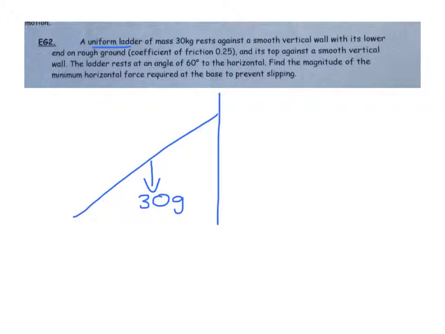Example 2, we start by drawing our diagram. So we have a uniform ladder. Remember that means that the mass acts at the centre. And we have a weight acting down of 30g. It rests against a smooth wall, smooth, so that means that there is no friction force, but we do need to have a reaction force.